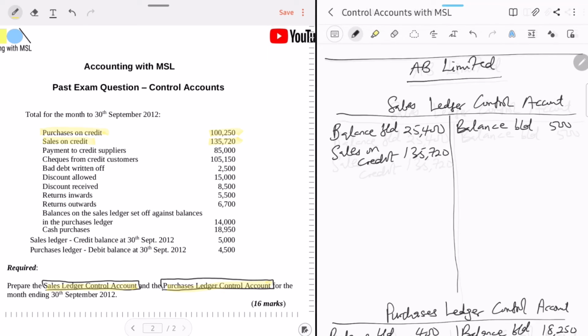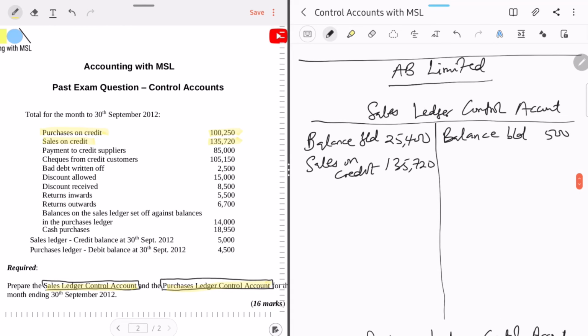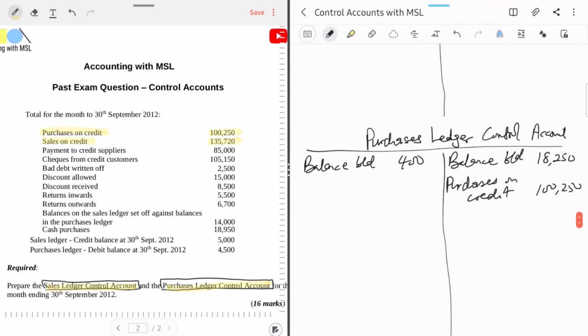All right, the next is payment to credit suppliers, 85,000. The purchases ledger control account contains the list of my suppliers. If I pay them in cash, I will credit cash, right? And then I will debit the purchases ledger control account to reduce the balance I owe them. So I come here and I just write payment to credit suppliers of 85,000.